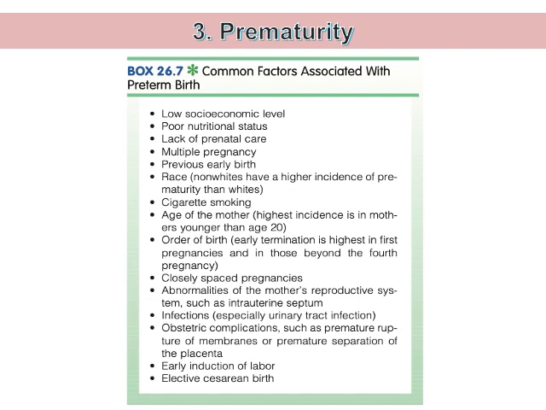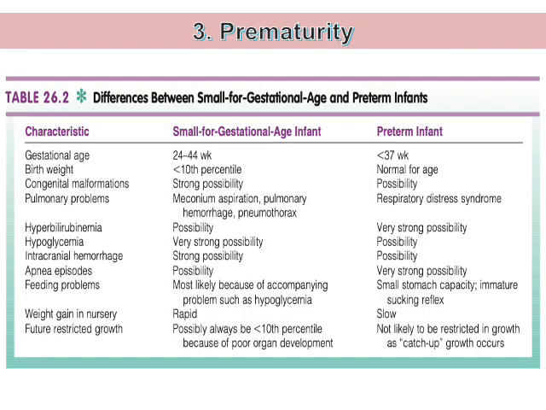Box 26.7 shows the common factors associated with preterm birth, but please take note that there is no exact cause. The exact cause is rarely known. Remember also that infant mortality could be reduced dramatically if the causes of preterm birth, as mentioned in the box, could be discovered and corrected and all pregnancies brought to term. Table 26.2 shows the differences between SGAs and preterm infants.